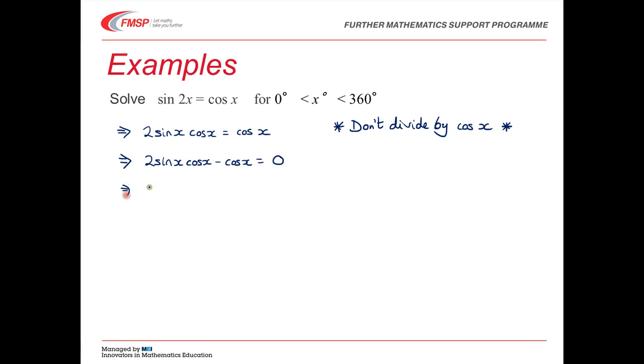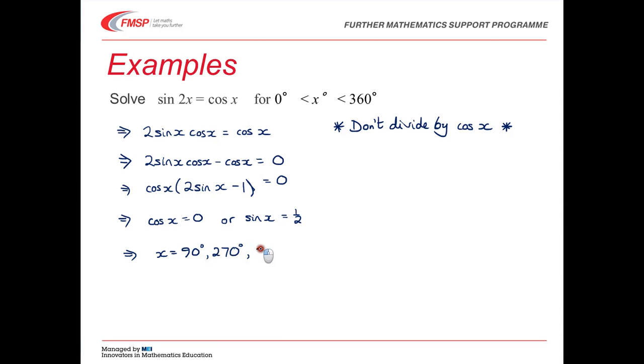And then I can take cos x out as a factor. And then I can deal with the case when it equals 1 separately. So now I've got the two possibilities that either cos of x equals 0 or 2 sine x minus 1 is 0. In other words, sine x is a half. And that gives me x is 90 degrees or 270 degrees from cos of x being 0, or 30 degrees or 150 degrees from sine x being equal to a half.